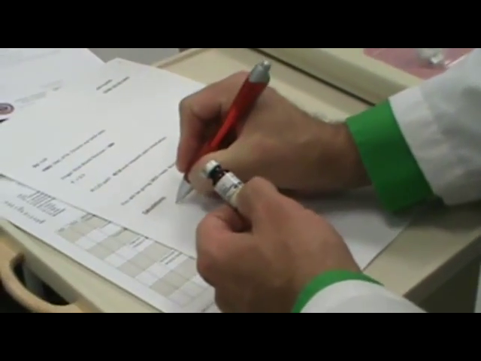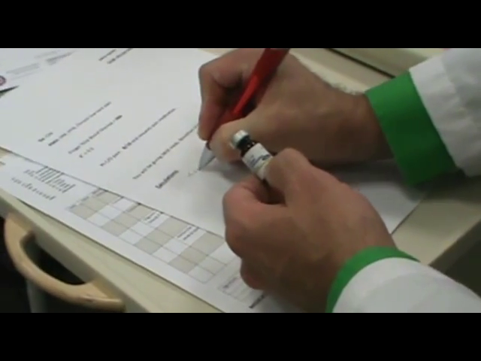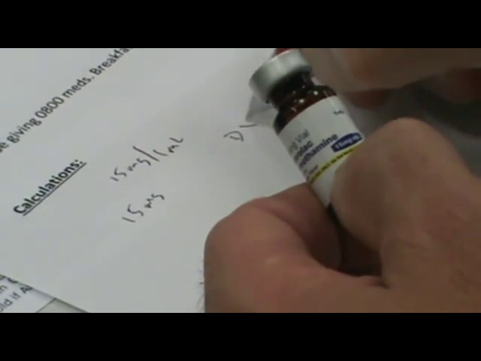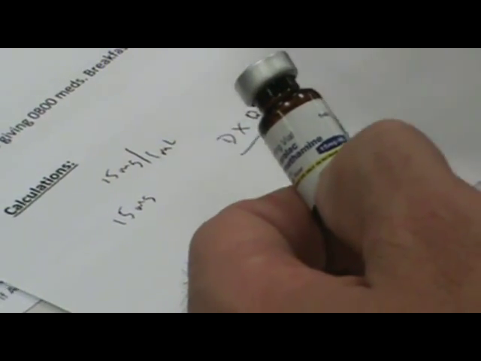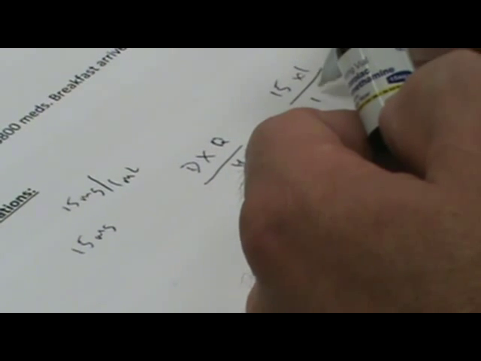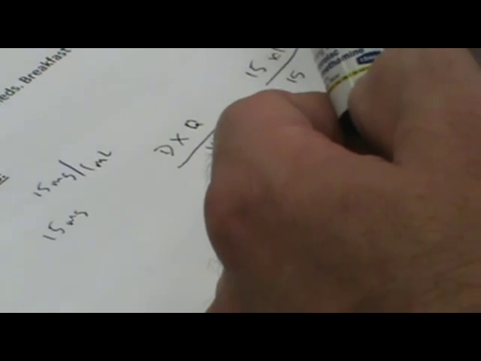So I'm going to grab this other piece of paper here just to do my calculation. So I have 15 milligrams in 1 ml, and I want to give 15 milligrams. So D times Q over H. Dose is 15, quantity is 1, and what I have on hand is 15 equals 1 ml. So I'm going to draw up 1 ml of this medication, and that will be 15 milligrams.